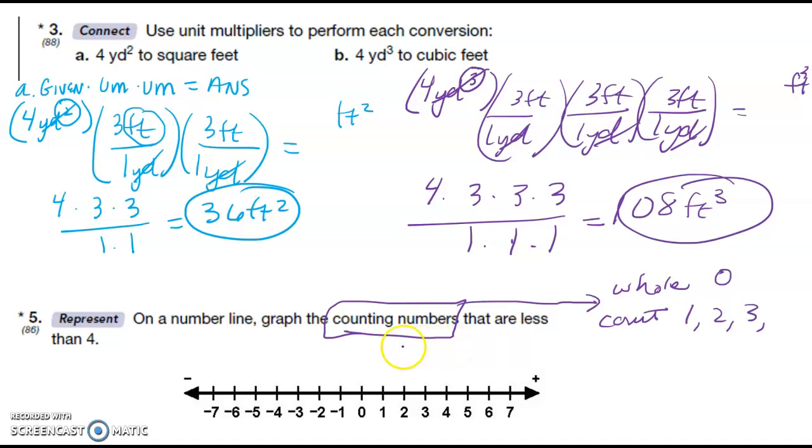So let's see. We want counting numbers that are less than 4. So it doesn't equal 4. So I have 3, 2, and 1. Those are the only counting numbers less than 4 on this number line.